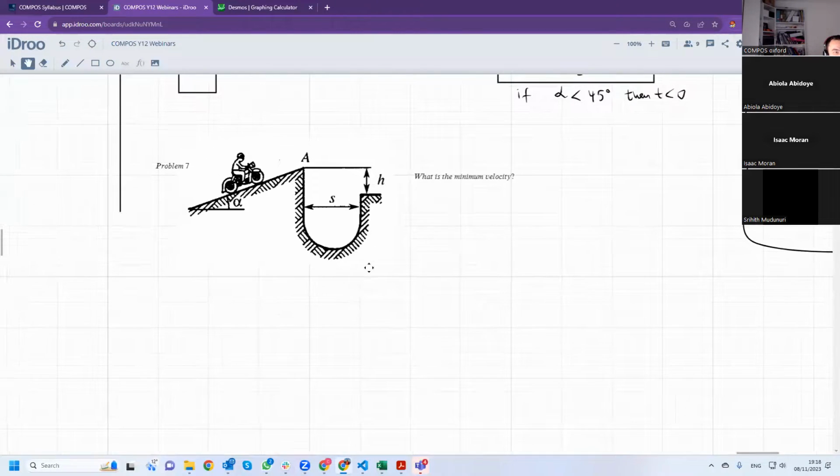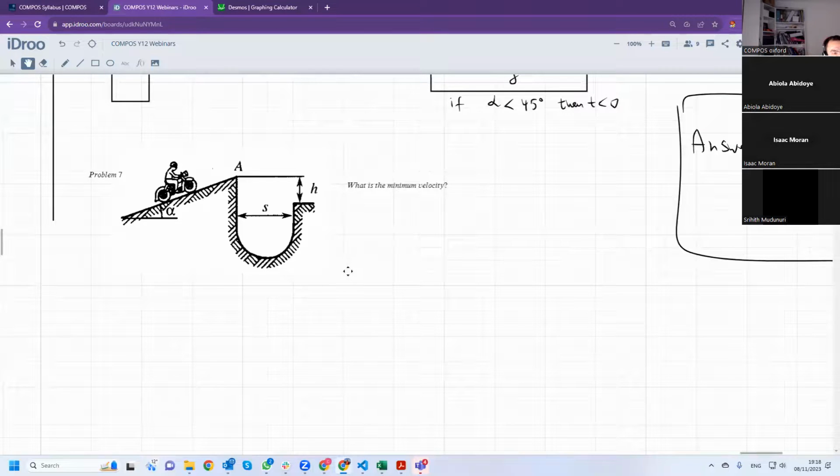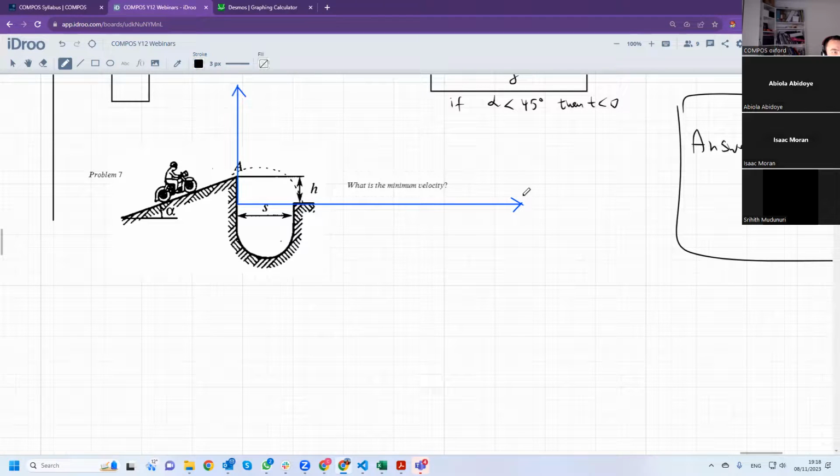Thank you. Right, problem 7. What is the minimum velocity? Kind of a vague question, but I hope you understand. So minimum velocity, so that the motorcyclist lands safely, doesn't fall into the ditch. Okay, so how to do this? Well, I would say draw a coordinate axis. Always start with drawing coordinate axes. This is X and this is Y.